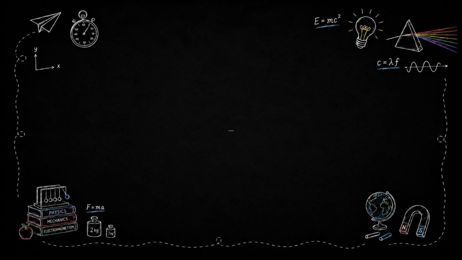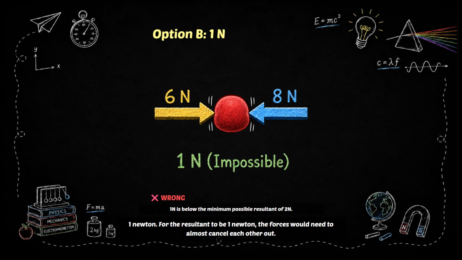1 newton. For the resultant to be 1 newton, the forces would need to almost cancel each other out. But the smallest possible resultant is 8 minus 6, which is 2 newtons. 1 newton is below this minimum.